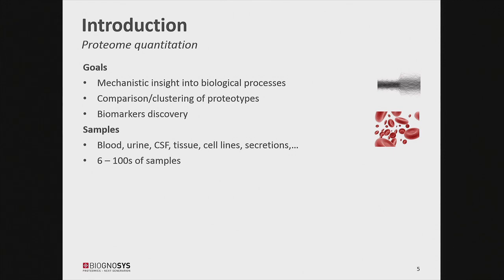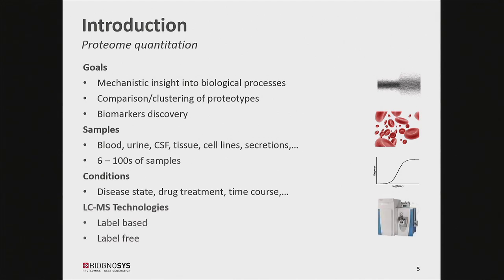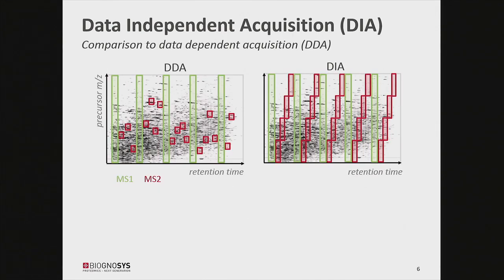The number of samples that we do for these DIA type of experiments is in the range of 6 to hundreds of samples. We also had projects with more than 100 samples. The conditions, again, can be manifold: disease states, drug treatments, time courses, or whatever you can think about. Then for the main LC-MS technologies, you can use labeled workflows, like SILAC or TMT, or you can also do label-free. Here I'm going to focus on label-free only. So all that I'm going to show is label-free quantitation.